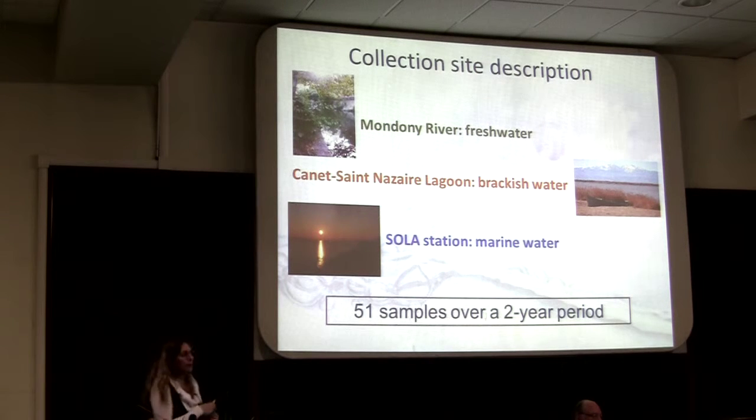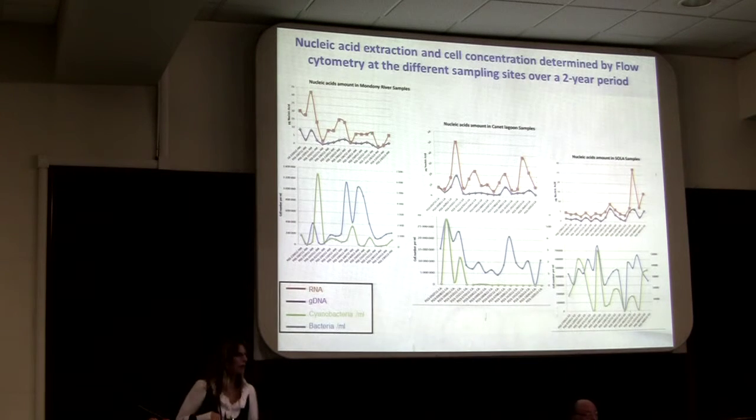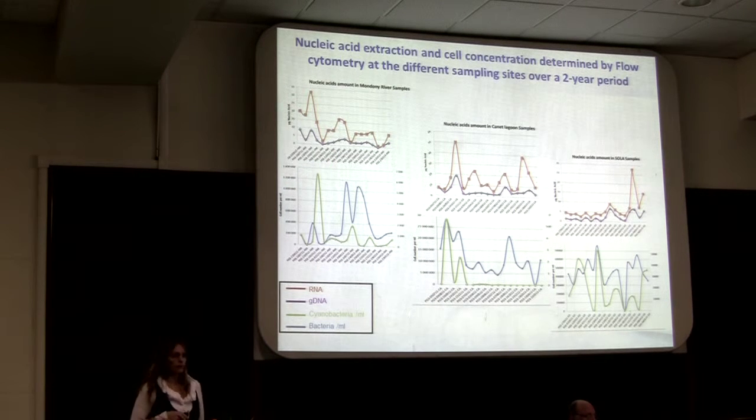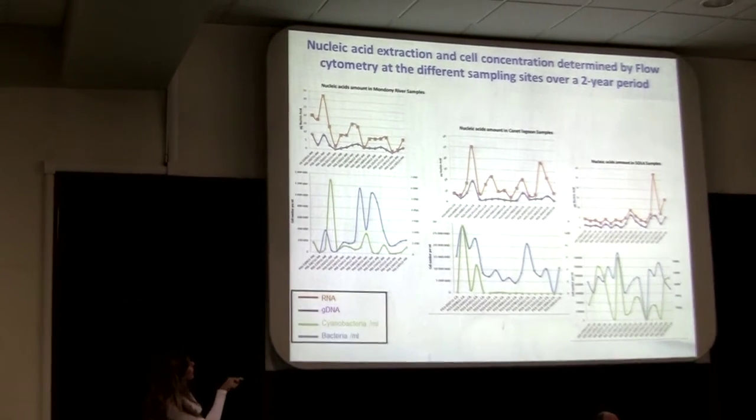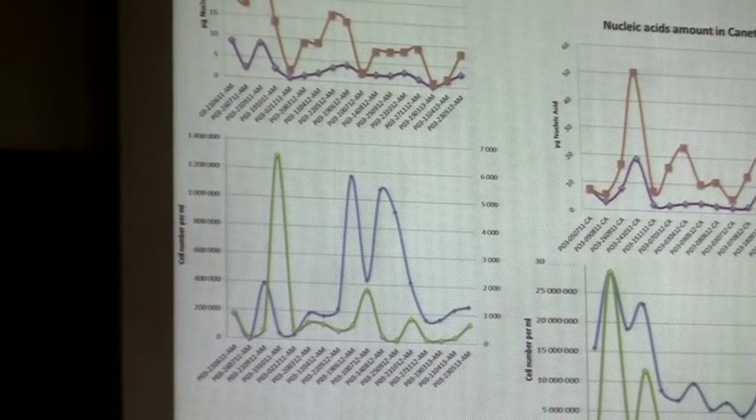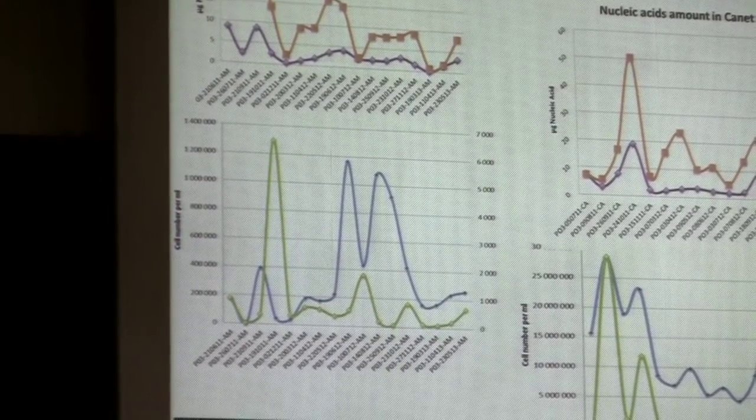This lagoon was quite particular because it was very eutrophied and always very full of different kinds of cells over the seasons. We collected 51 samples over a 2-year period. What did we do with these samples? We extracted all the RNA of these samples. We extracted the DNA. We also measured the number of cells per liter of cyanobacteria and of bacteria. And we did that for the 3 different water sampling sites.